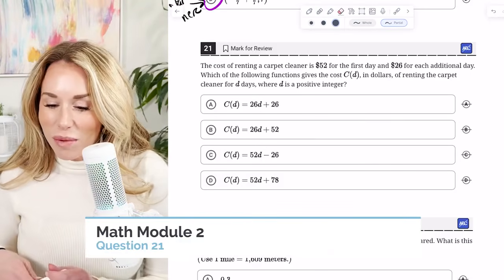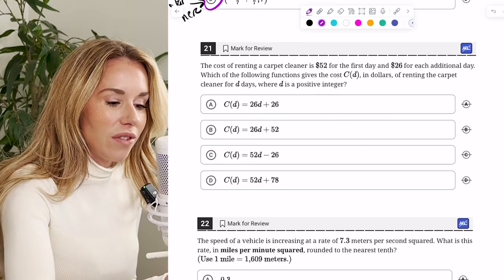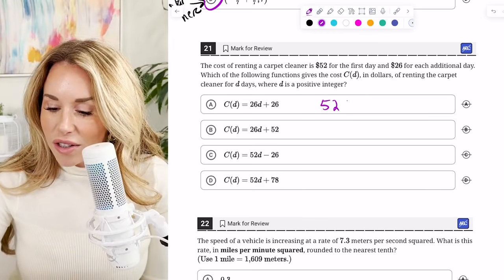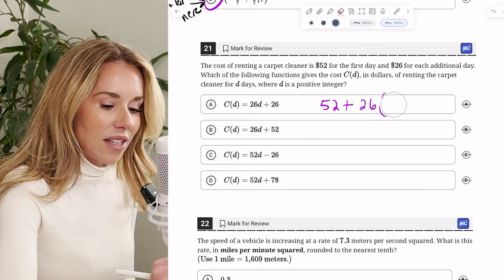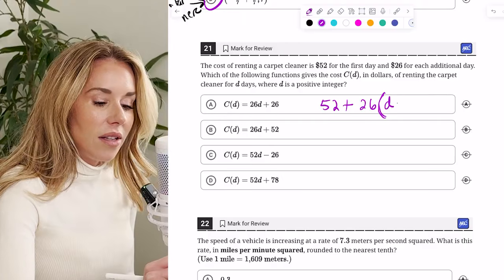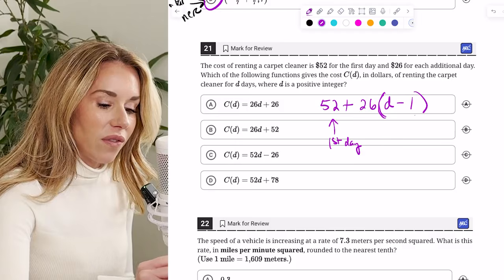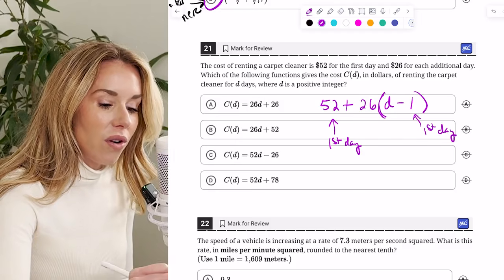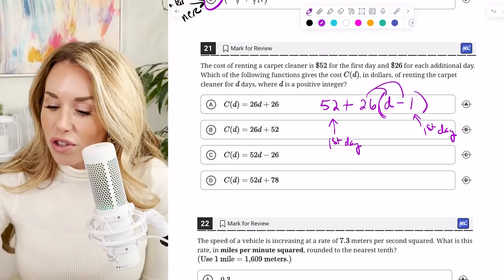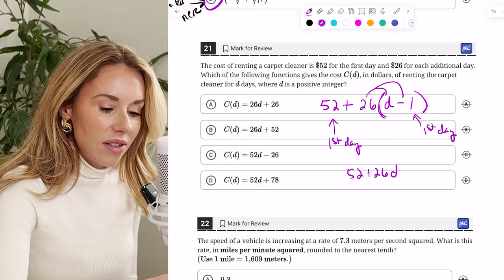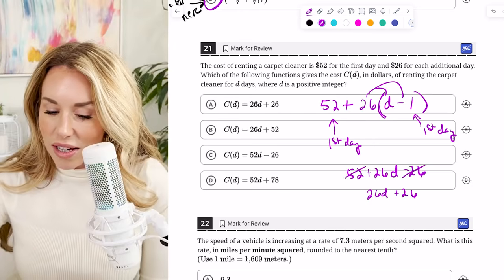All right, this is a tricky linear problem. It says the cost of renting a carpet cleaner is $52 for the first day. So we've got 52. And $26 for each additional day. Now, I'm going to multiply by, oops, D is days, not X. Sorry, guys. I'm going to multiply by D minus 1 because the first day is already accounted for with the 52. So we have to take the first day out from the total days before multiplying by 26. When you distribute, you end up with 52 plus 26D minus 26. Then you combine like terms, so 26D plus 26 is the right answer.